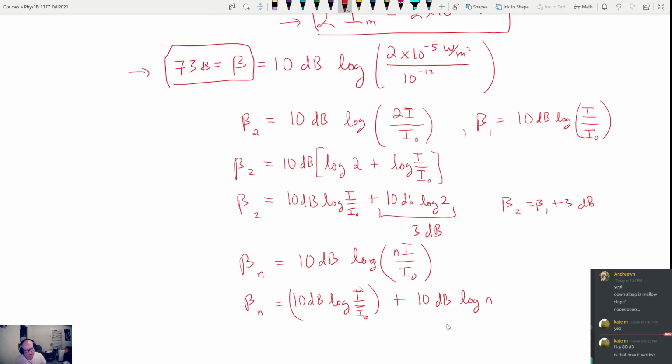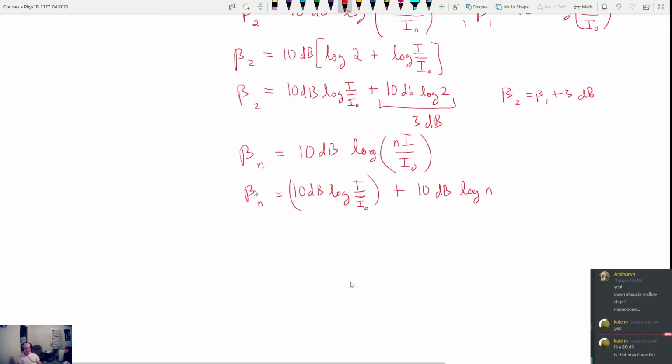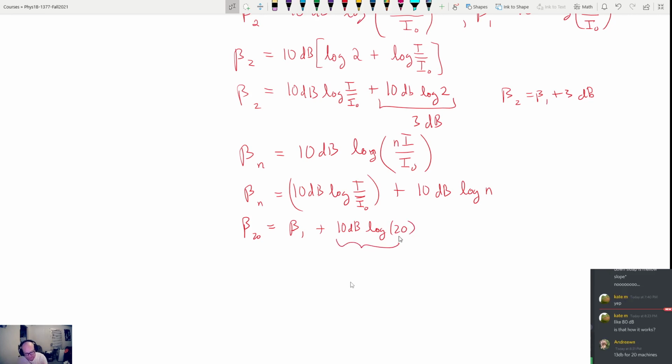So what's that equal to, the log of n? Let's say that we take n equal to 20, for example. So beta sub 20 would be equal to beta 1, whatever the intensity of one machine is, plus 10 dB log of 20. And this is 10 times log 20, which is 13 decibels. All right, so I was in fact incorrect, and as I was saying, it didn't make any sense. So you're correct to question that. 13 decibels for 20 machines.